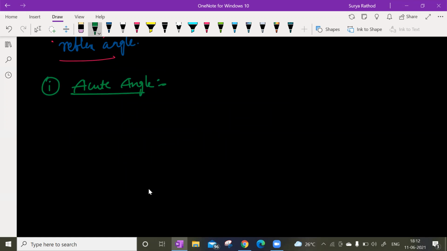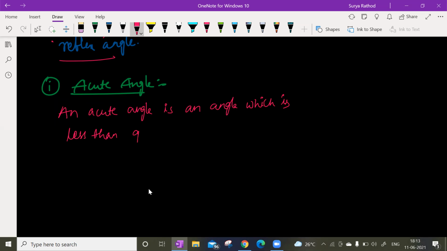An acute angle is an angle which is less than 90 degrees. So basically you write this note.